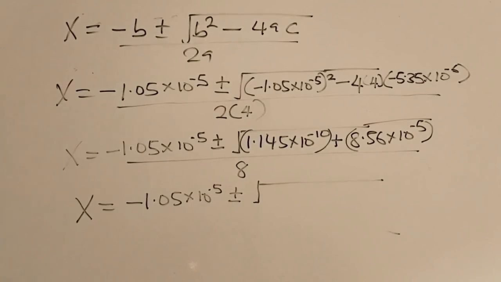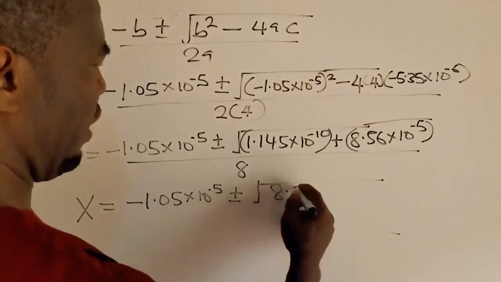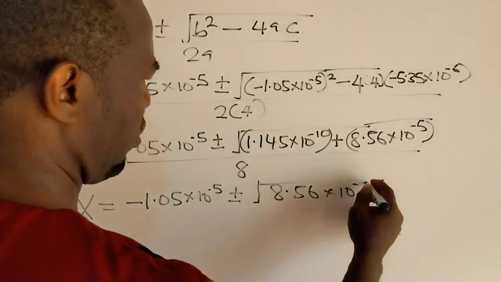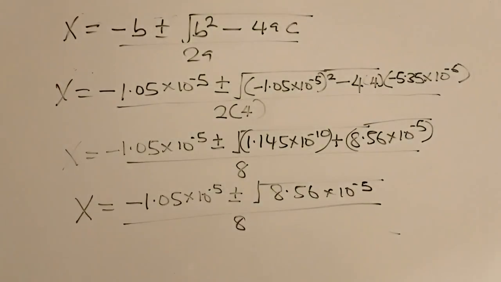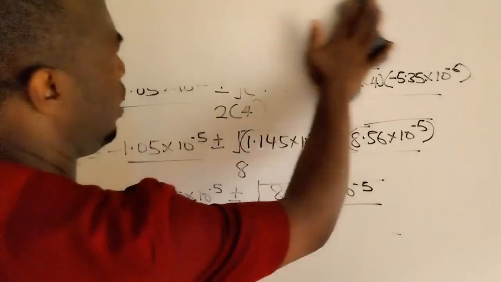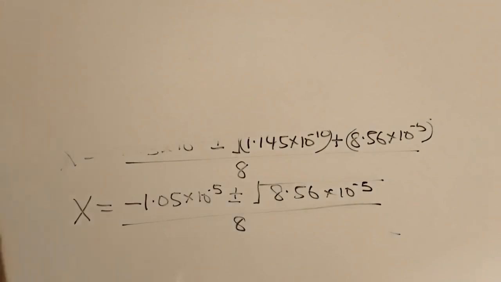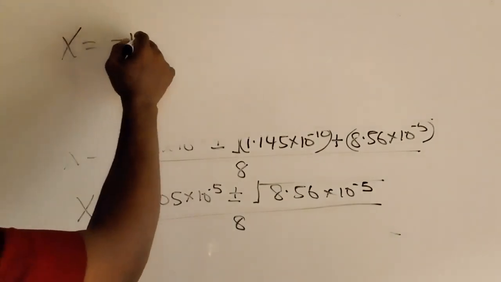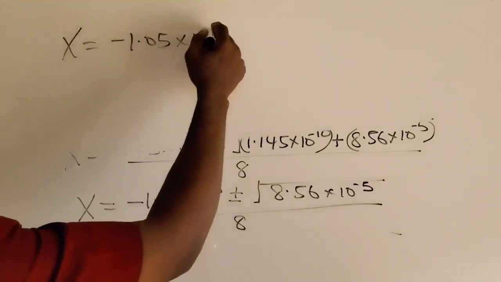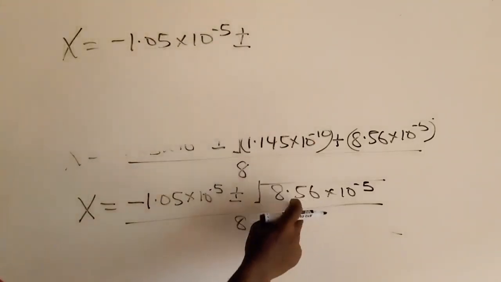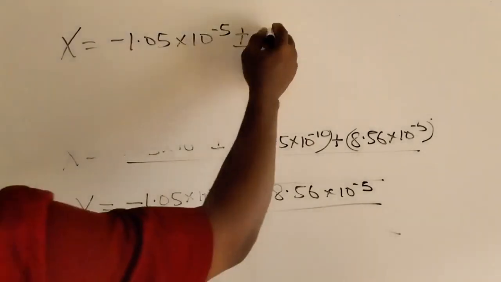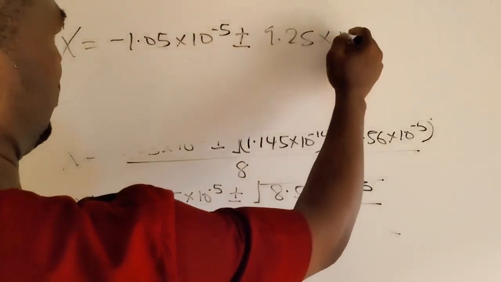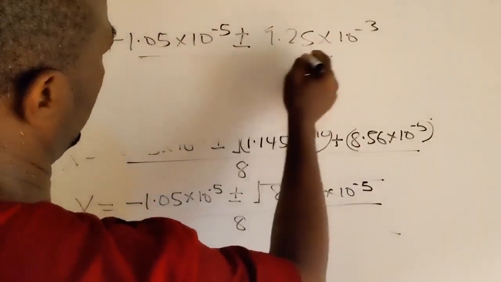So that will still give us approximately 8.56 power minus 5 all over 8. So we move up to solve further. S now gives us negative 1.05 power minus 5 plus or minus. We take the square root of what is inside the square root sign. That gives us 9.25 power minus 3 all over 8.